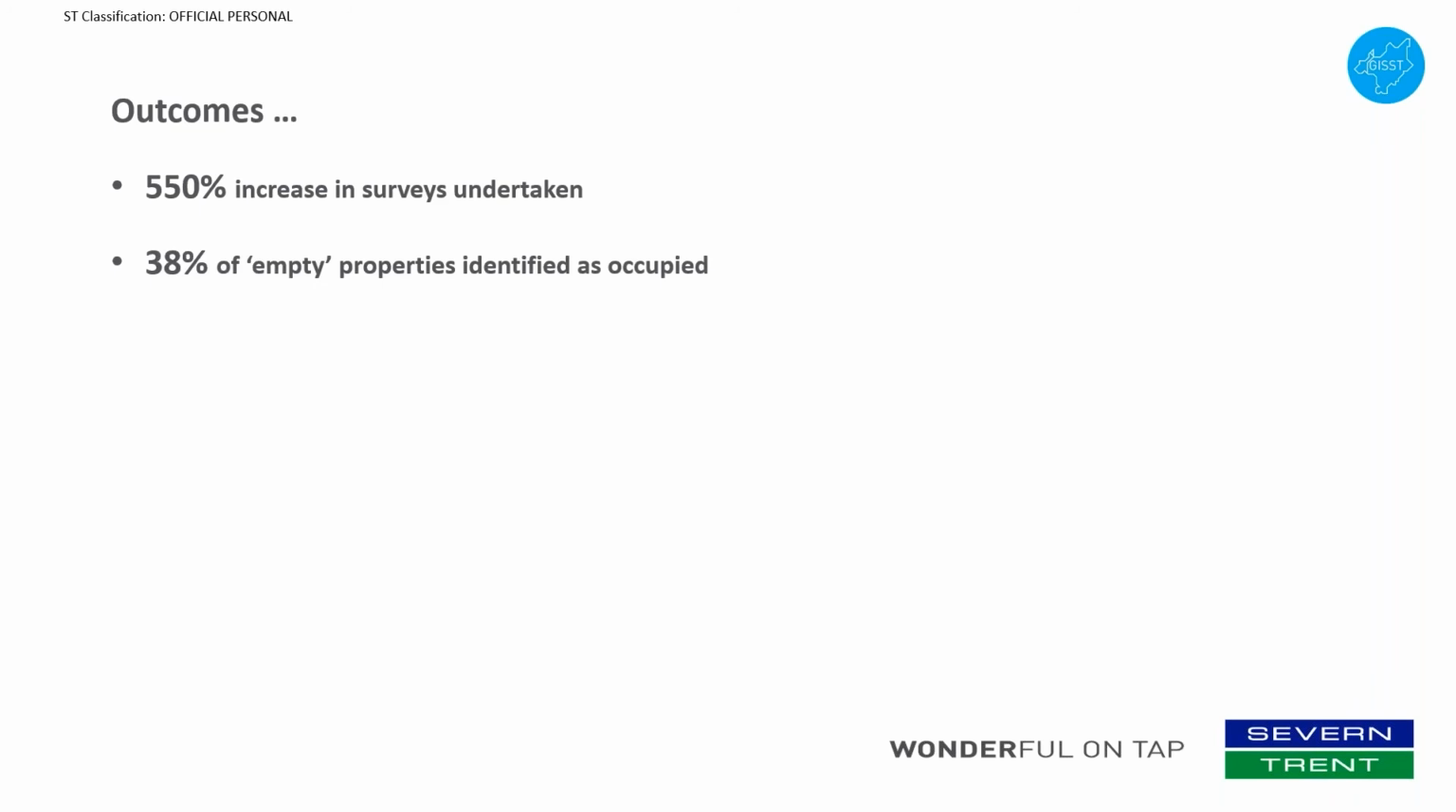Thanks, Laura. So what were the outcomes? A 550% increase in surveys undertaken. That's comparing using Collector, digital mapping, a mobile phone, in the palm of your hand, compared to spreadsheets and possibly paper maps. We found 38% of those believed to be empty properties were actually occupied, and we were able then to get those into the charging mechanism, getting the bills out to them and getting the volume of water being used by those properties into the leakage calculation, which is where the leakage angle comes from.